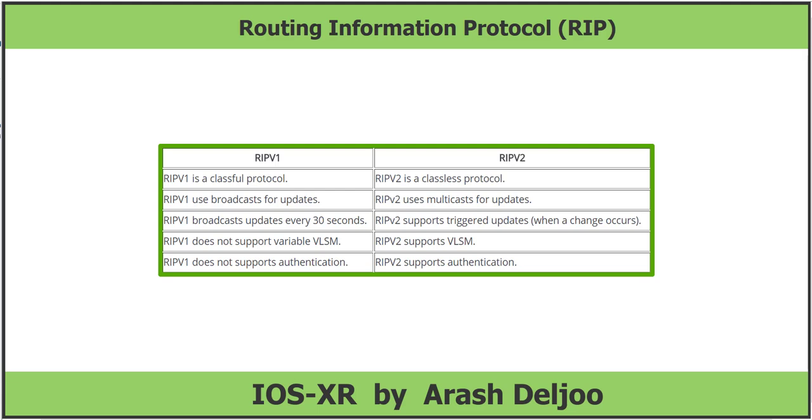Now let me explain about RIP version 2. Before that, look here. RIP version 1 is a classful protocol. RIP version 1 uses broadcast for updates. RIP version 1 broadcasts updates every 30 seconds, and RIP version 1 does not support variable subnet mask, or VLSM, and finally RIP version 1 does not support authentication.